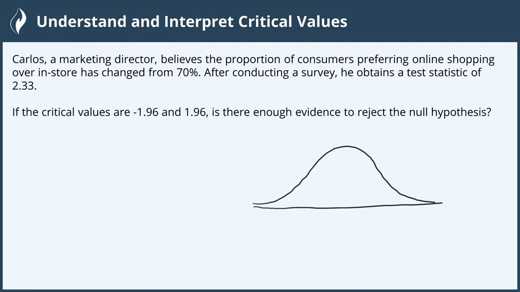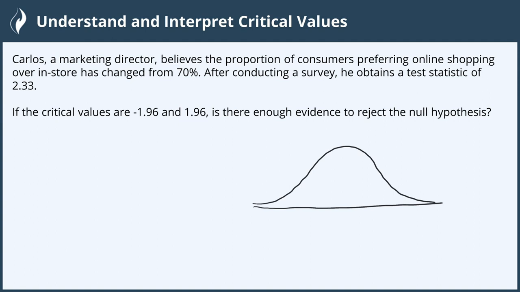Hi everyone! In this video, we will understand and interpret critical values. Carlos, a marketing director, believes the proportion of consumers preferring online shopping over in-store has changed from 70%. After conducting a survey, he obtains a test statistic of 2.33. If the critical values are negative 1.96 and 1.96, is there enough evidence to reject the null hypothesis?